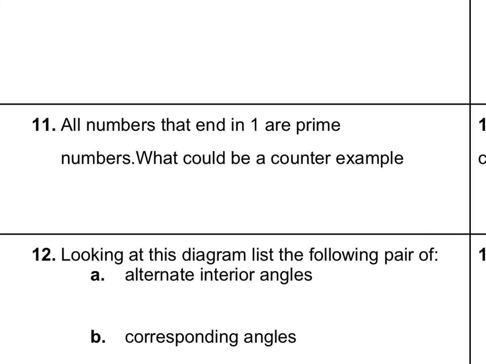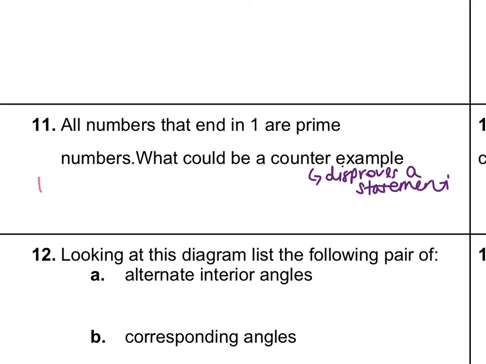All numbers that end in 1 are prime numbers. What could be a counterexample? So, remember, we went over counterexamples, and that is just something that disproves a statement. Okay? So, I want to find a counterexample. I want to prove this statement wrong. Okay? So, I'm going to think of different numbers that end in 1.